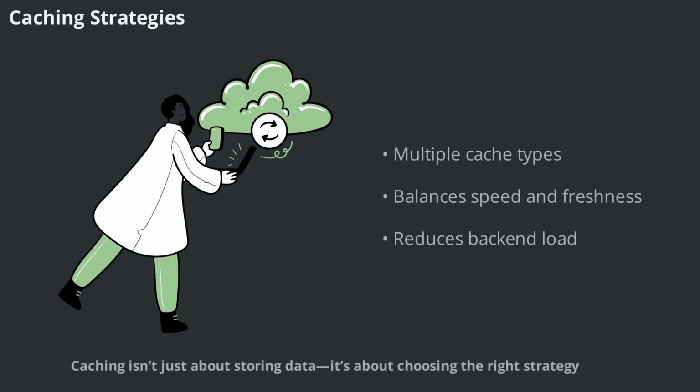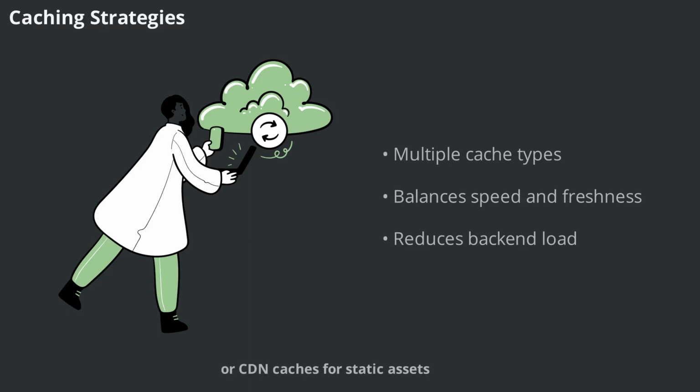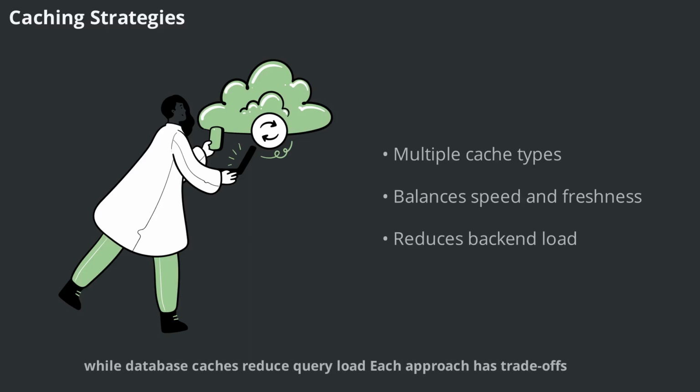Caching isn't just about storing data, it's about choosing the right strategy. You might use in-memory caches like Redis for fast access or CDN caches for static assets. Application-level caches can store computed results while database caches reduce query load. Each approach has trade-offs, especially around cache invalidation and data freshness. The key is to balance speed with accuracy, ensuring users get fast responses without outdated information.